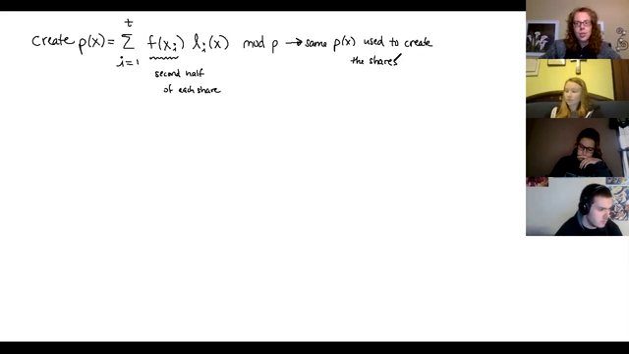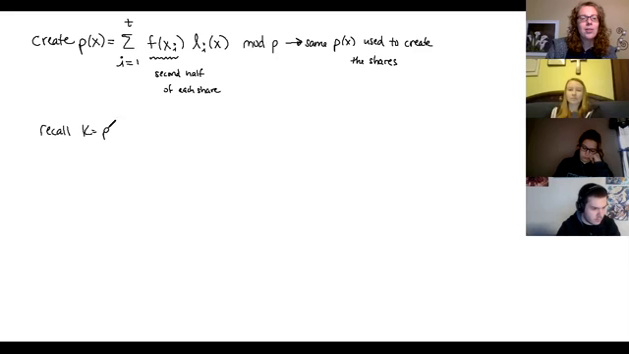If this were a graduate level computer science or a graduate level cryptography class, I would prove that this is the same p of x that is used to create the shares. We are not proving that. You can look up a proof if you want to. And then remember that k is equal to p of 0. So I can figure out what my k value is by plugging in 0 or by looking at the constant term.